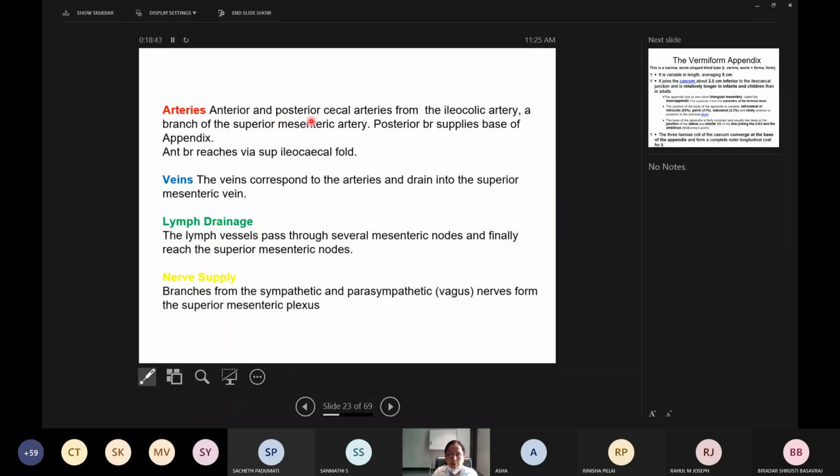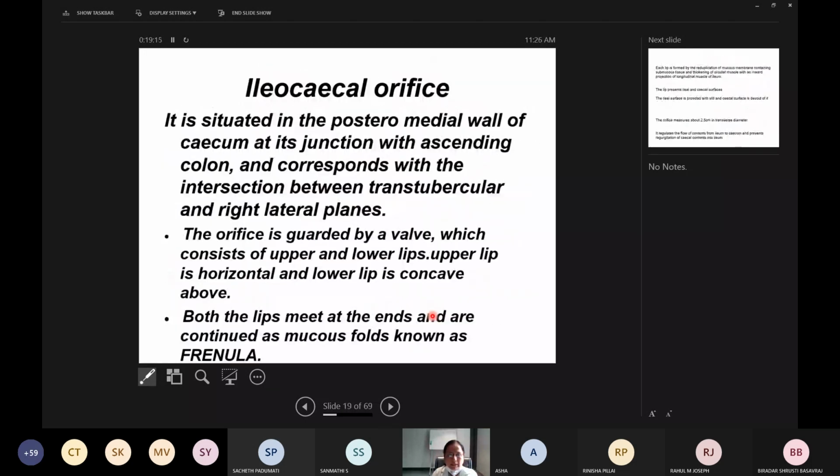So it is supplied by the superior mesenteric artery branches, mainly the anterior and the posterior cecal arteries. The posterior cecal artery also supplies the base of the appendix, and the anterior branch reaches via the ileocecal fold. Veins correspond to the arteries and drain into the superior mesenteric vein. Lymphatic drainage is into the superior mesenteric group of lymph nodes. Nerve supply is sympathetic and parasympathetic: parasympathetic via the vagus, and sympathetic from the superior mesenteric plexus.